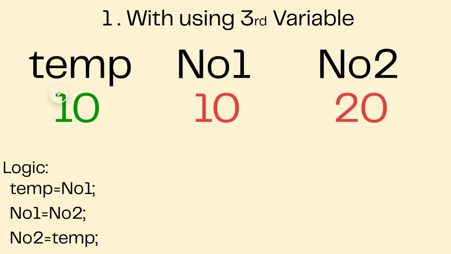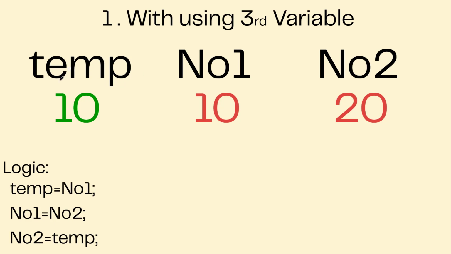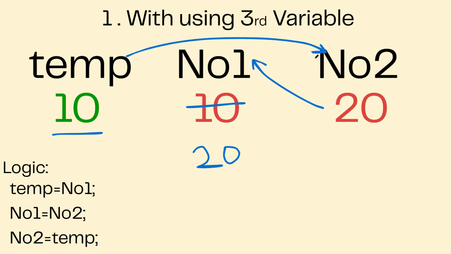So when the first line is executed, number 1 value will be stored in the temp variable. So temp will become 10. Now when we store number 2 value into number 1, the value of number 1 becomes 20. And now at last we need to store temp value into number 2. So the value in temp is 10, so the new value in number 2 becomes 10. So after swapping, you can see the values of number 1 and number 2 are interchanged.